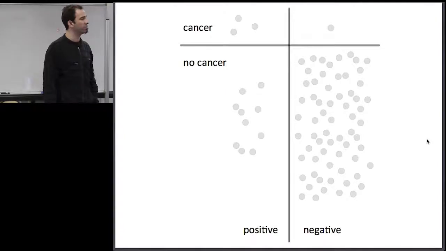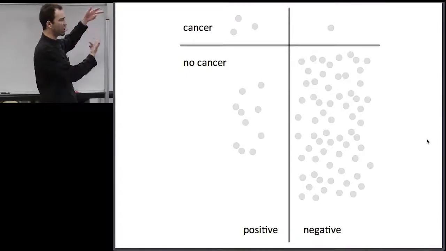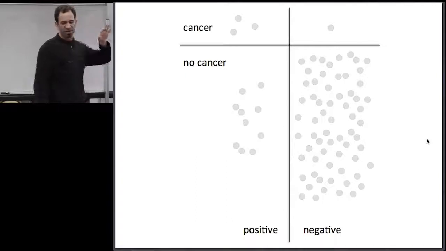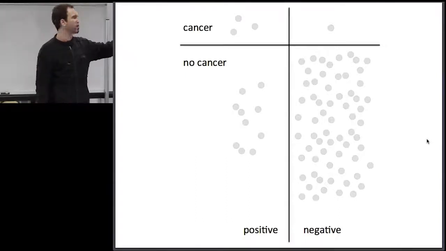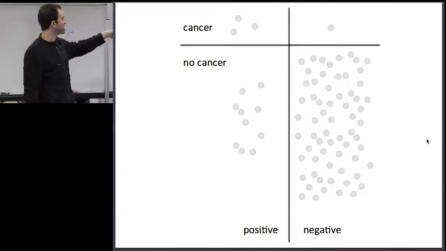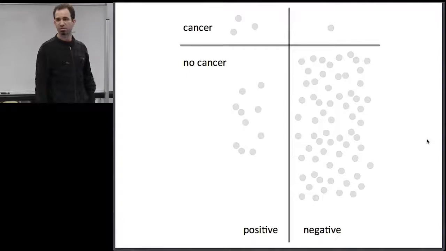Now we're going to do it in pictures. These are all of the possible scenarios, right? So I've got cancer versus no cancer, positive versus negative test result. And this is not completely accurate, but it's about the proportion. So there's way more negative tests than positive tests. There's way more people who don't have cancer than do have cancer. Okay, so far?